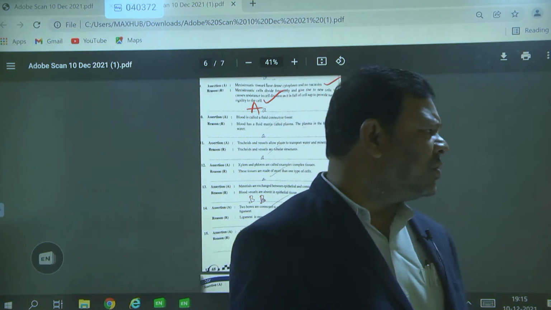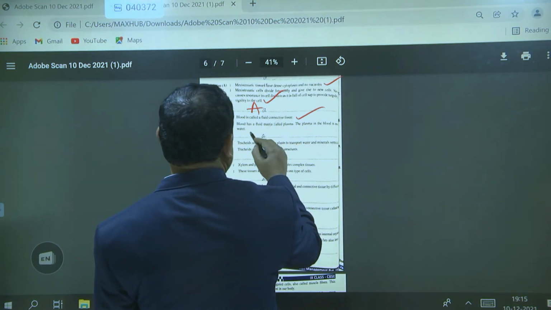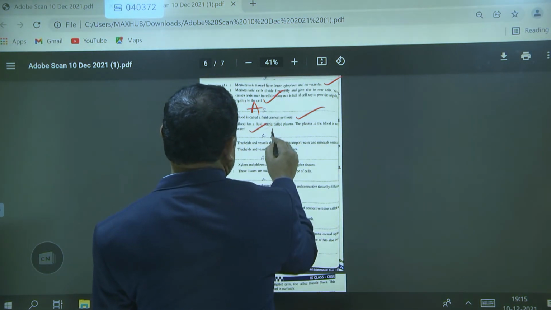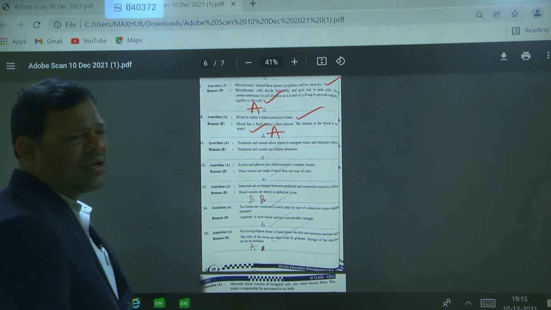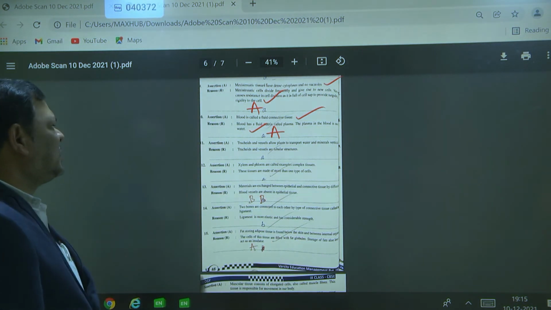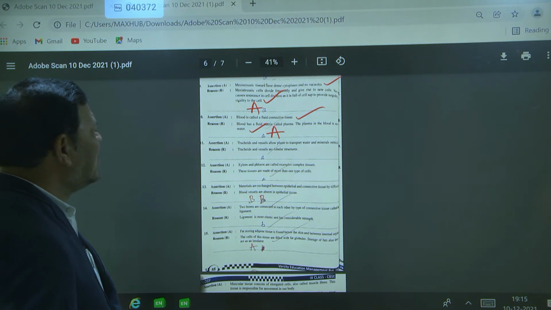Correct, sir. So that's why this is true, this is true. So both of them are correct. So that's why option A is the correct answer. Next, tracheids and vessels allow the plant to transport water and minerals.